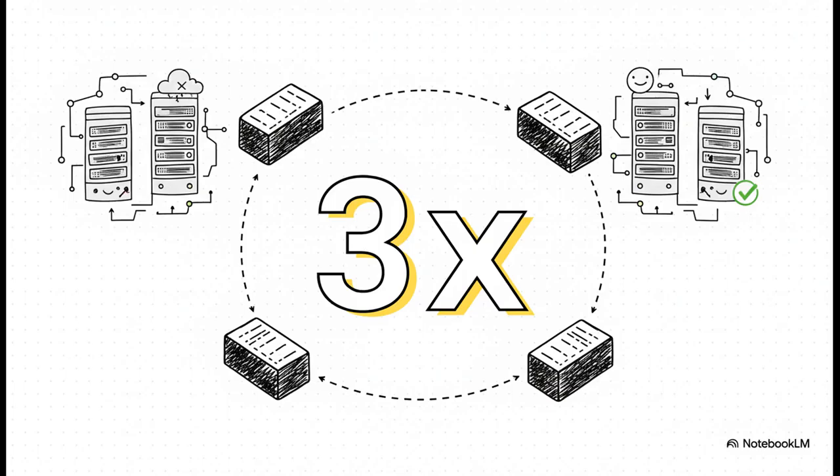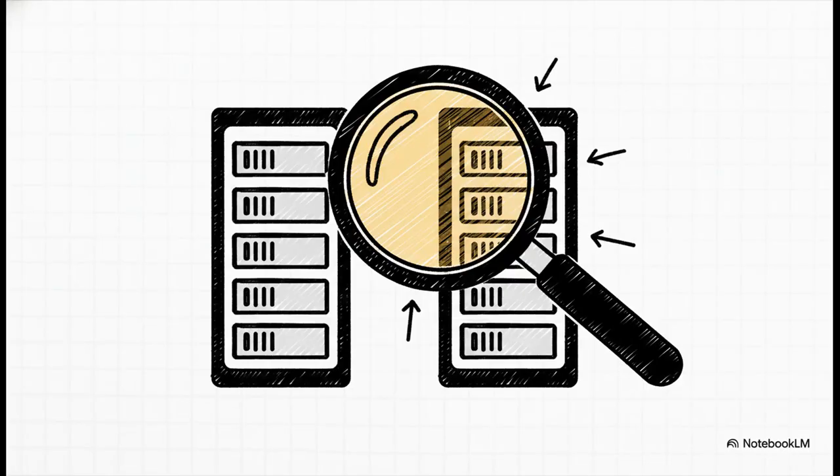By default, for every single block of data, HDFS creates 3 identical copies and stores them on different machines. All of a sudden, losing one computer isn't a disaster. It's just a Tuesday. But wait, it gets even smarter.